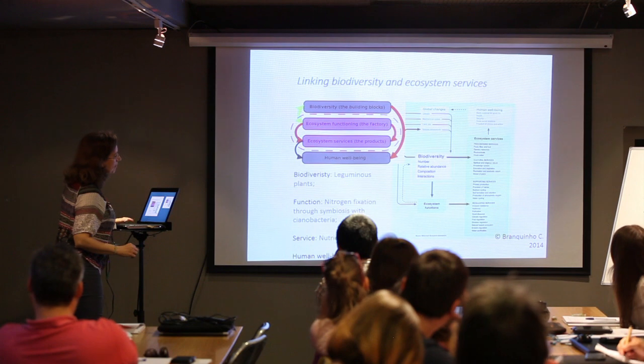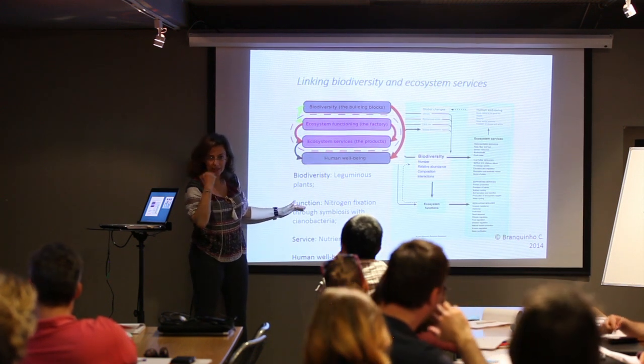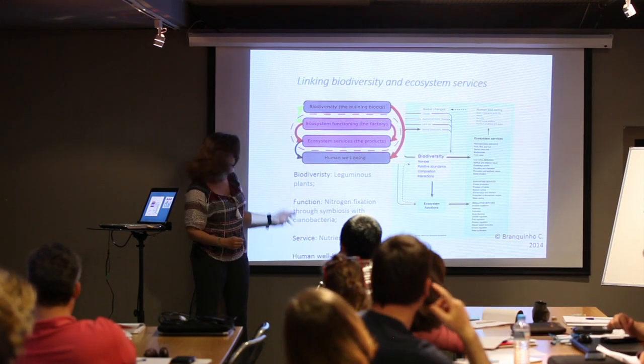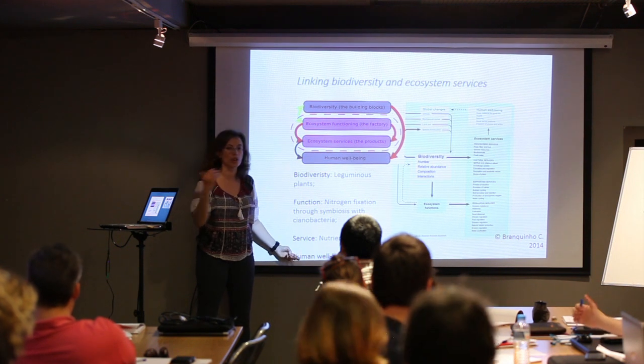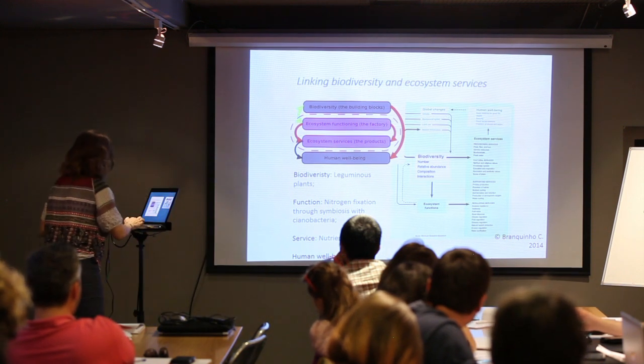So the way to do it is, okay, we have biodiversity, ecosystem functions associated with the traits, so we can have regulating service, supporting services, cultural provision, human well-being. Biodiversity is the building blocks. So I would say that leguminous plants, just looking at this example, are the building blocks. Then ecosystem function is the factory, which is the nitrogen fixing capacity. So that is the trait. Then ecosystem service is the product, which is nutrient cycling. And then human well-being is the food production or the soil quality, whatever you want. So we go directly to services by this functional approach, okay?